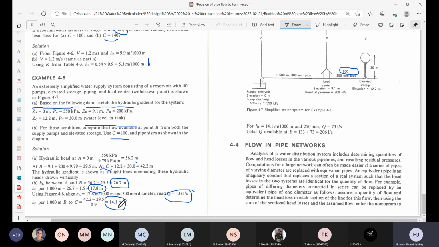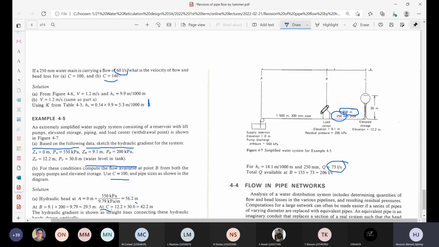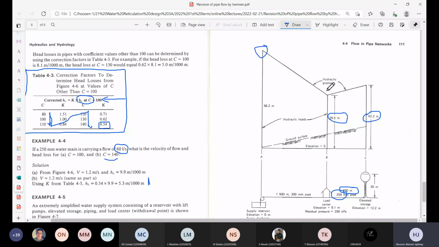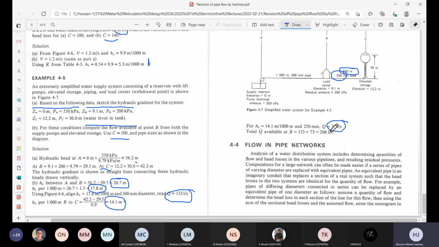So same procedure again. Go to the nomograph and plot that value of 14.1. The pipe diameter this time is 250 millimeter. So you plot 250 millimeter, and then you'll be able to read off the value of Q. If you do that, you'll come up with an answer of around 73 liters per second. So the total flow of water arriving at point B would be 133 plus that 73. If you add those two values up, you end up with 206 liters per second. So that's the total Q that's available.